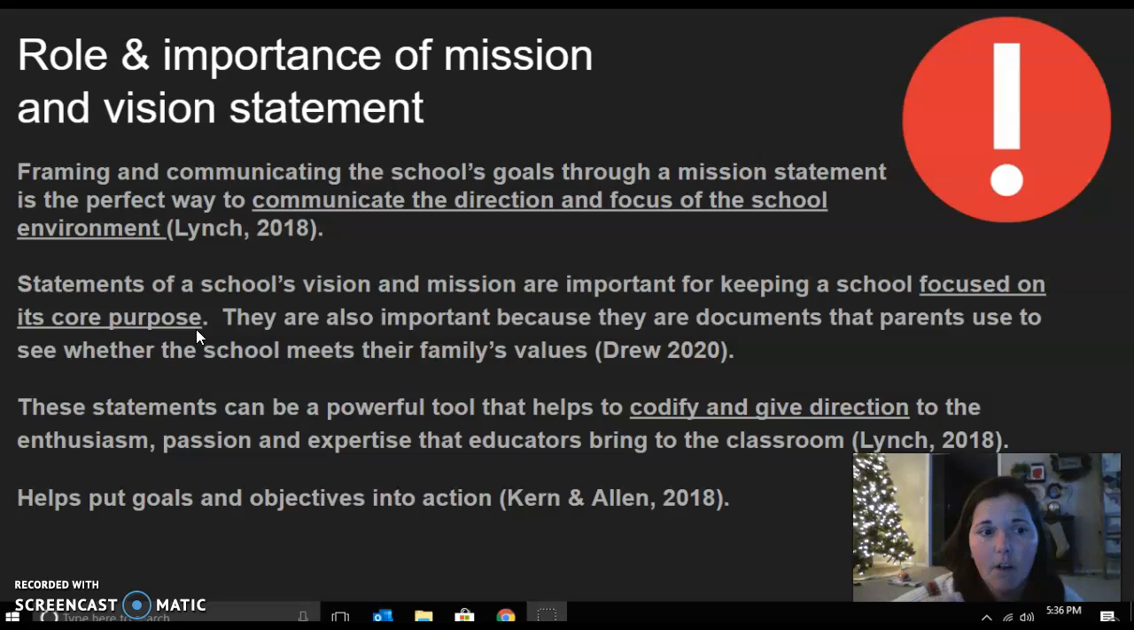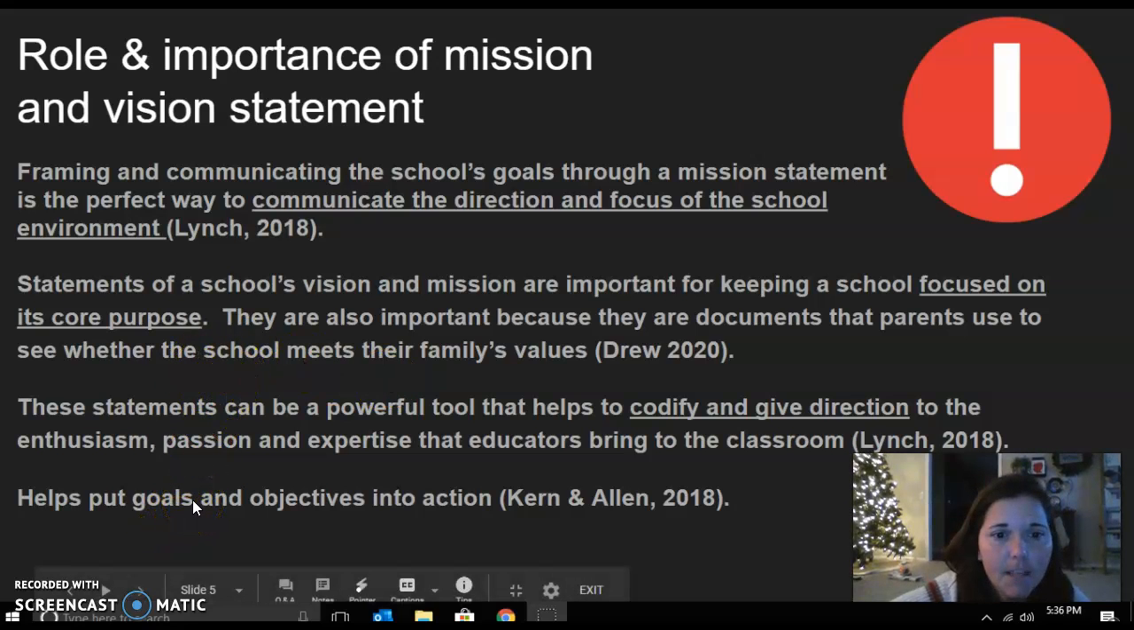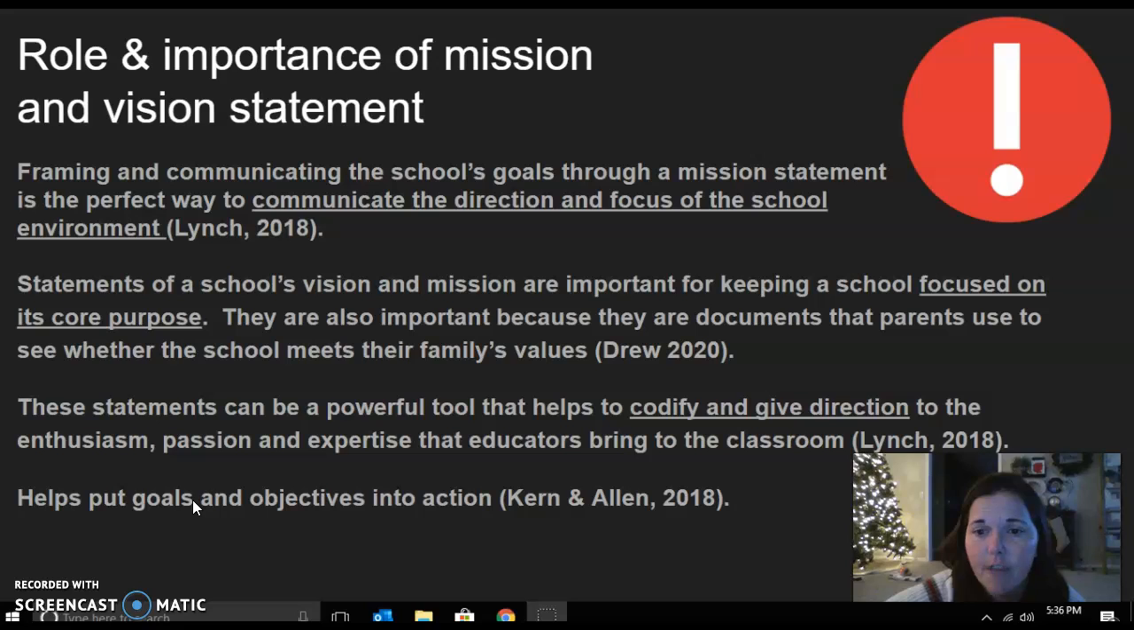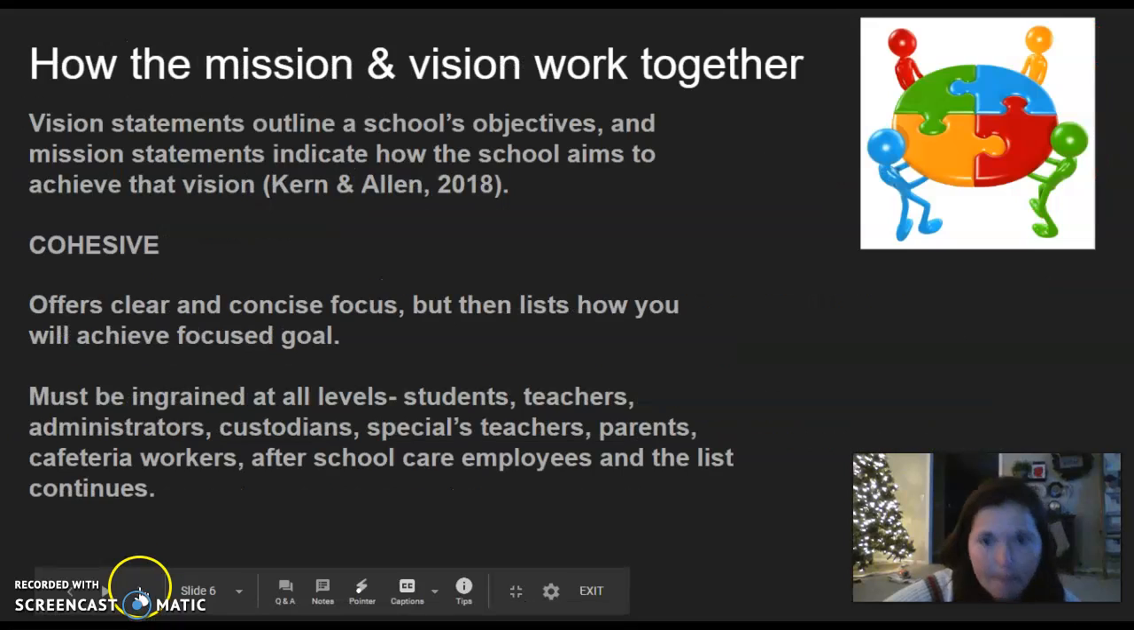And here in Hays, we don't have zoning, so we have 4 elementaries, and a lot of new parents are trying to determine which school to send their children to, and so that mission statement is extremely important because that's one thing they look at. These statements can be a powerful tool that helps to codify and give direction to the enthusiasm, passion, and expertise that educators bring to the classroom, and they also help put goals and objectives into action.